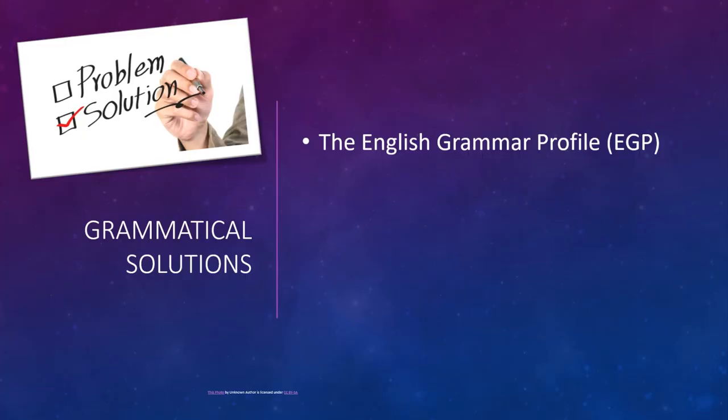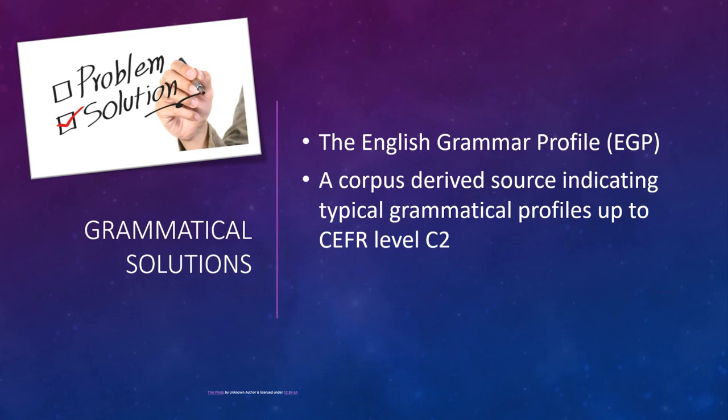The English Grammar Profile, the EGP, is a corpus-derived resource indicating typical grammatical profiles in the Common European Framework of Reference. So just as the English Vocabulary Profile showed you how learners typically use vocabulary at the different levels of the Common European Framework of Reference, this does the same for grammar. So again, it's very useful. It enables you to have a benchmark to see how your learners compare with thousands of learners all around the world. By looking at the English Grammar Profile, you can see how your learners compare with the rest of the world.